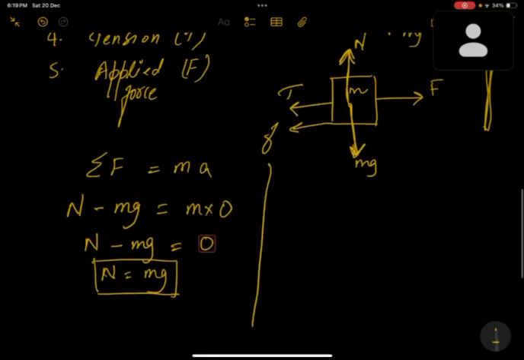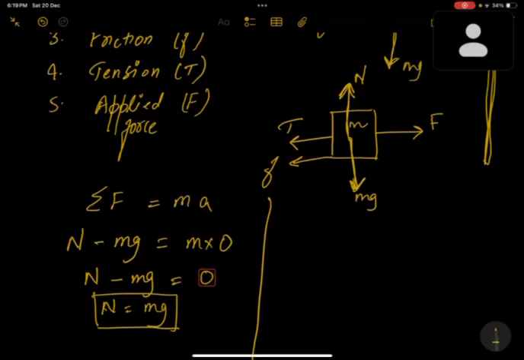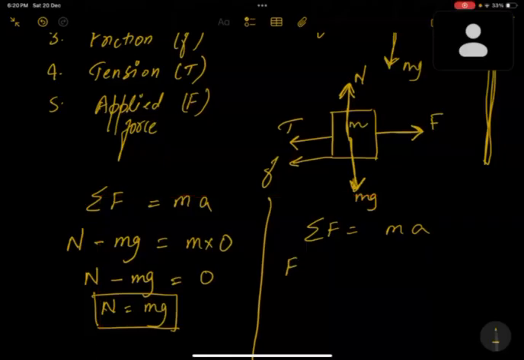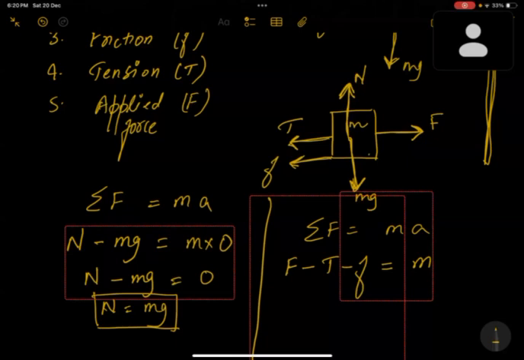Now I am writing the second law of motion for the x direction. Summation of F is equal to m into a. Summation of F: first, there is this force acting on the right side. I am taking the right side as positive and the left side as negative. So we will write F. Now the other x direction force is T and it is in the left direction, so we will write minus T. The other force is friction, which is in the left direction. We will write minus f is equal to mass. And since it is moving forward, there will be some acceleration that I am writing as a.